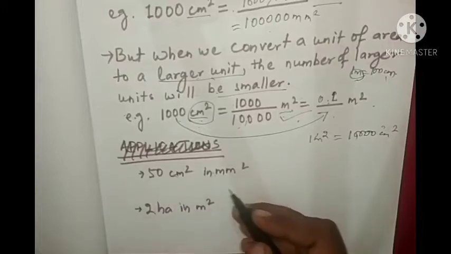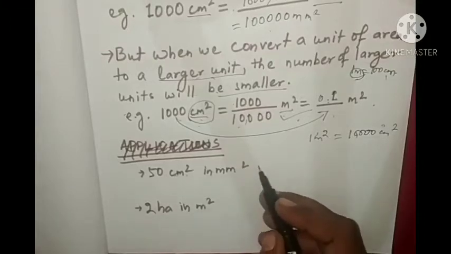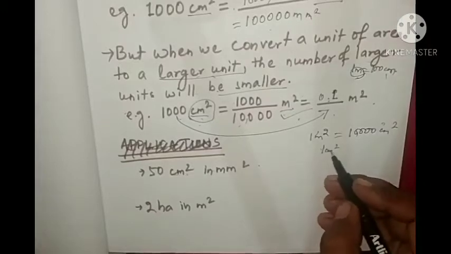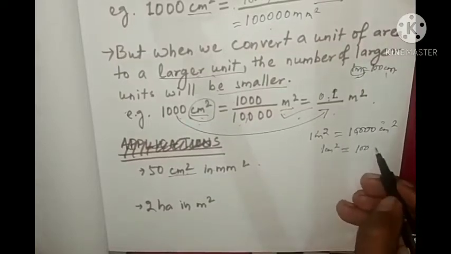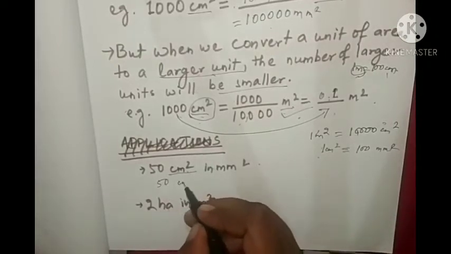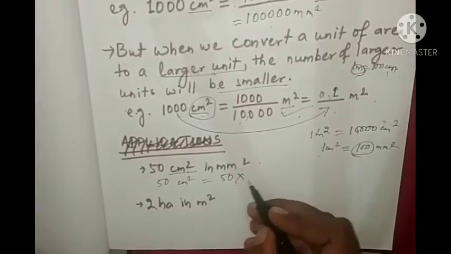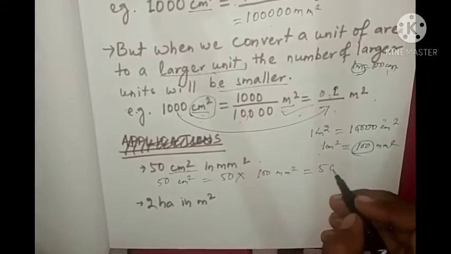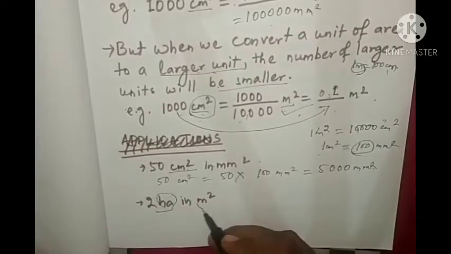So let's see another, try this: 50 square centimeter into square millimeter. So first you deduce 1 square centimeter. Okay. Which one is bigger? Centimeter is bigger. So 1 square centimeter equal to 100 square millimeter. Okay. So here what we will do? 50 square centimeter equal to, you will multiply 50 into 100 square millimeter. So how much you got? 5000 square millimeter.